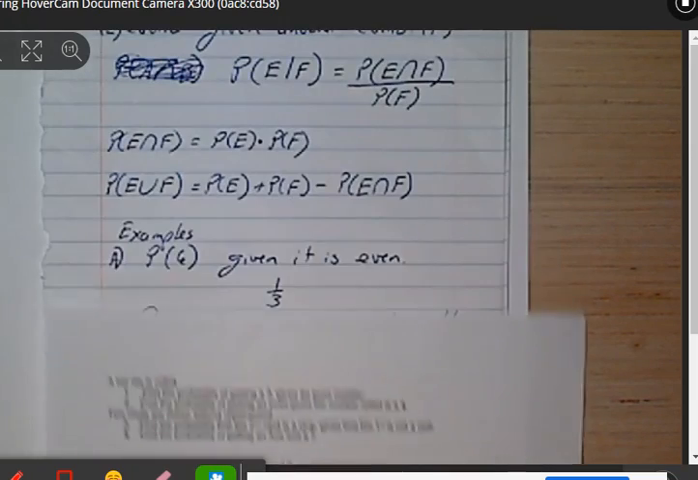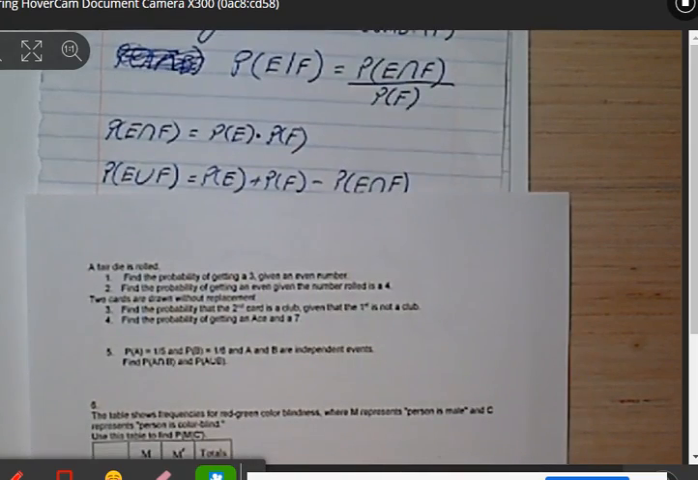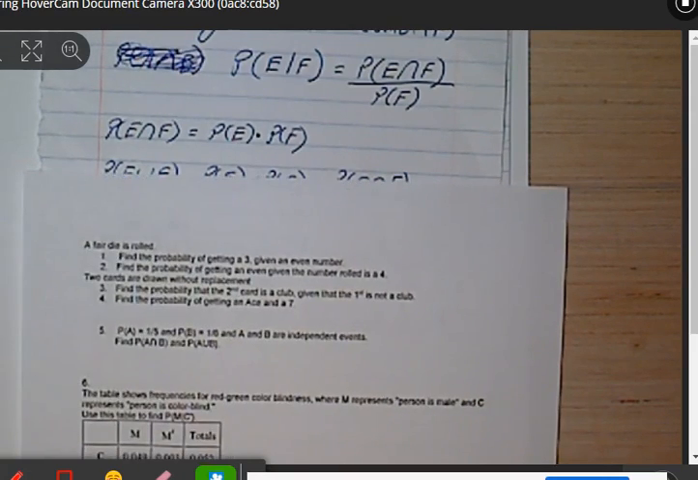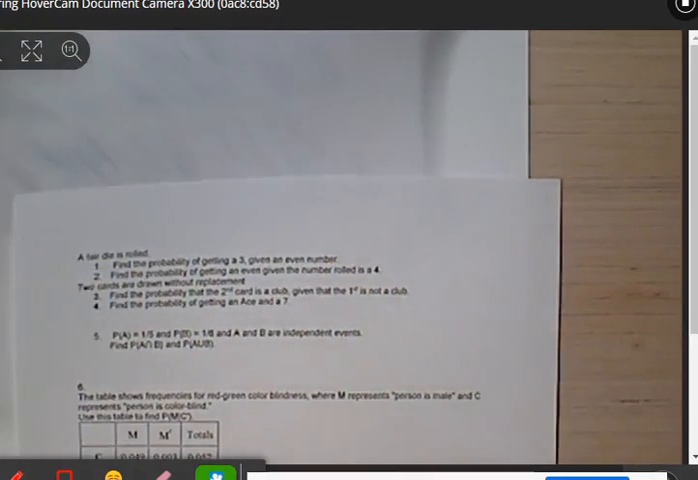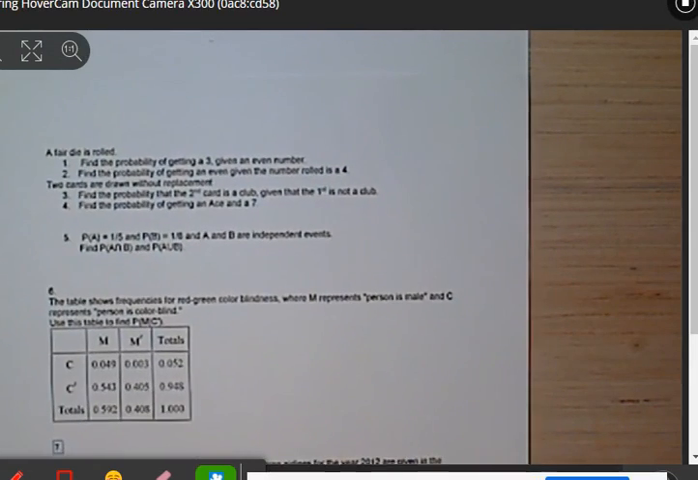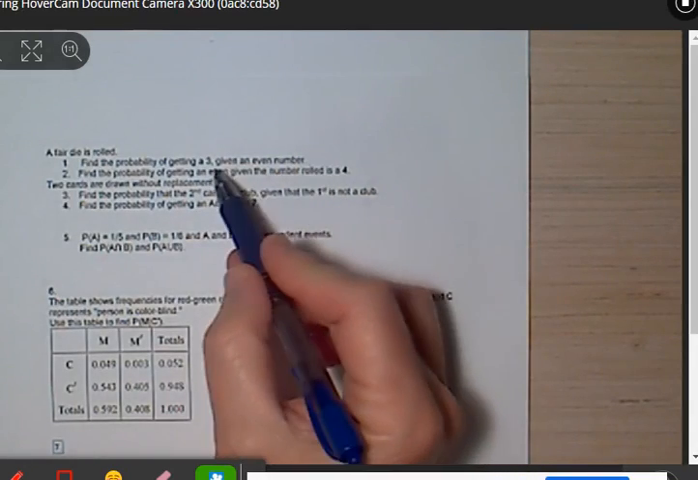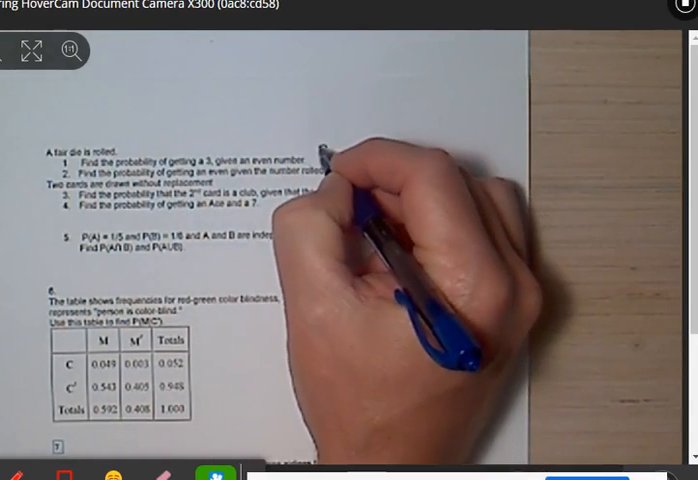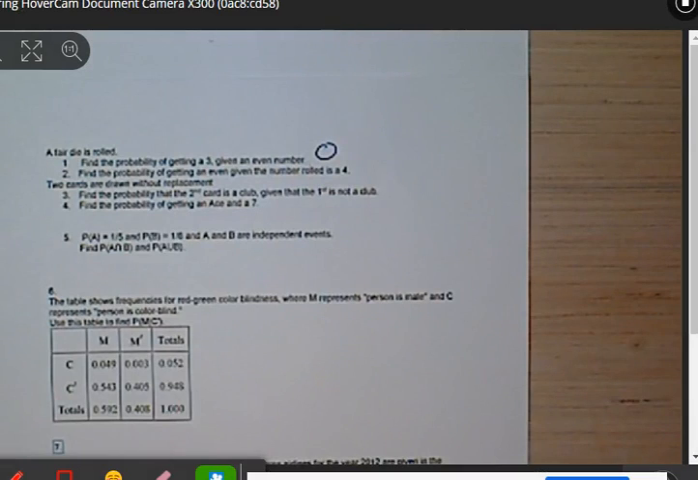Okay, and the first 2 questions are pretty similar to what we had here. It says a fair die is rolled. Number 1, find the probability of getting a 3, given that it's an even number. Well, that's the exact opposite of the problem we were looking at a minute ago. If you're given that it's an even number, there's no way to get a 3. So for that one, that would be a 0.